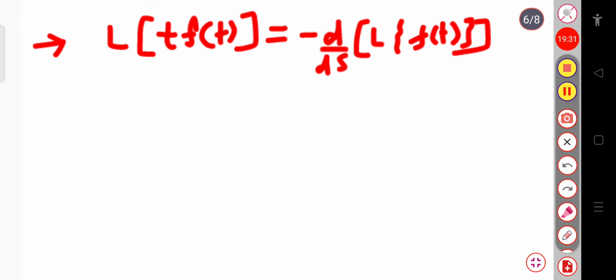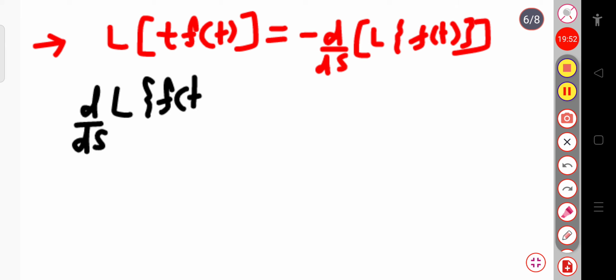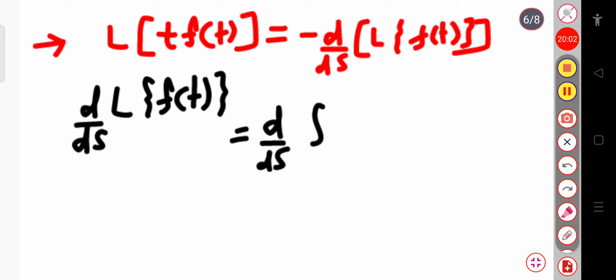Now just think from which side we will calculate, the right hand side or the left hand side. If I take the right hand side, this will be easier. So suppose d by ds of the Laplace transform of f of t. This will be equal to d by ds of, you know the general expression for the Laplace transform of any function? This is simply integration over 0 to infinity of exponential minus st into f of t dt.